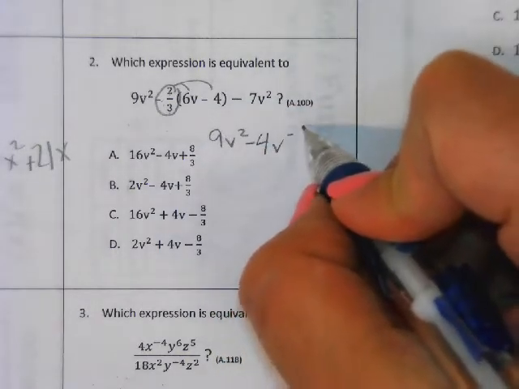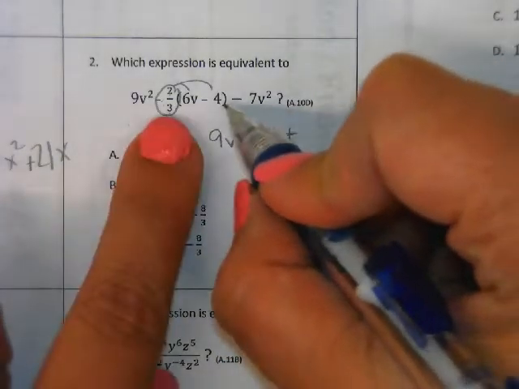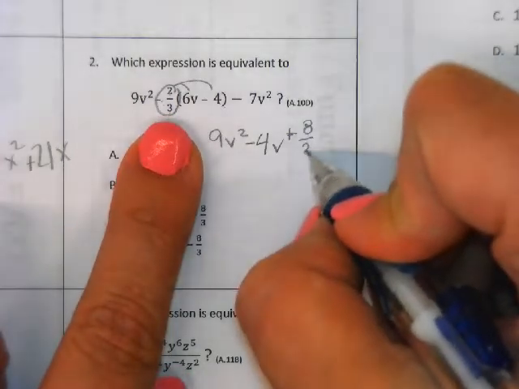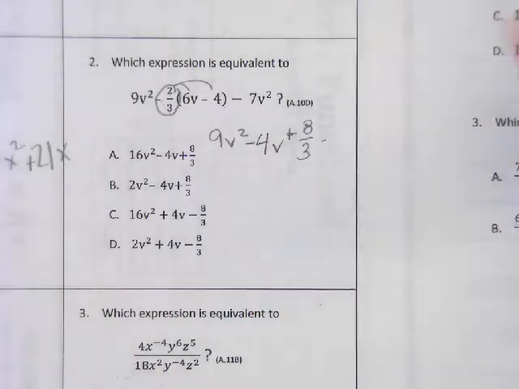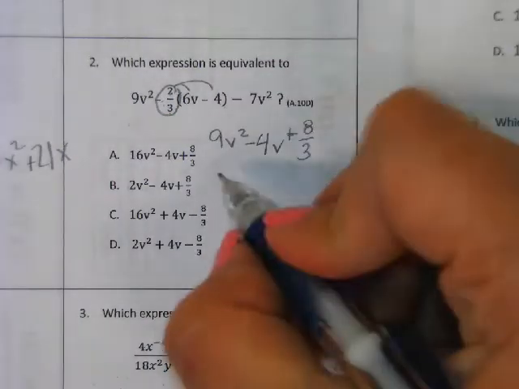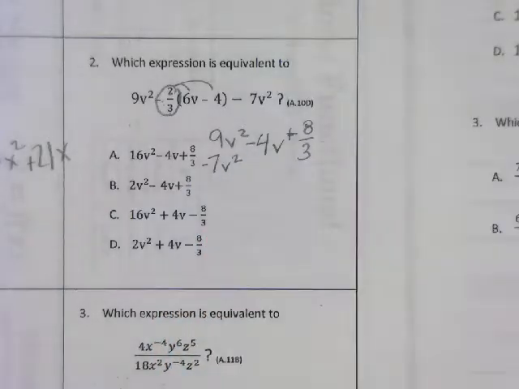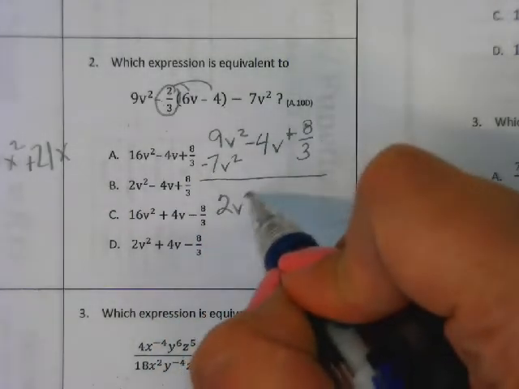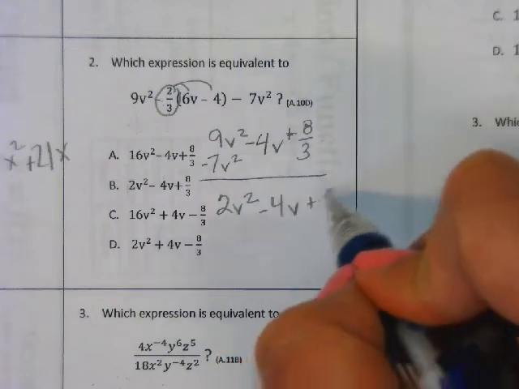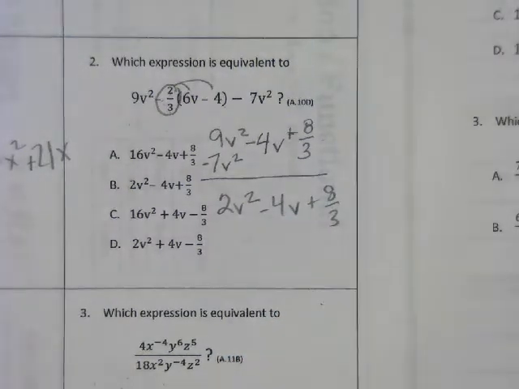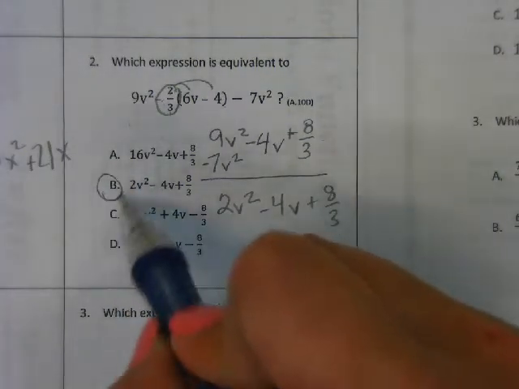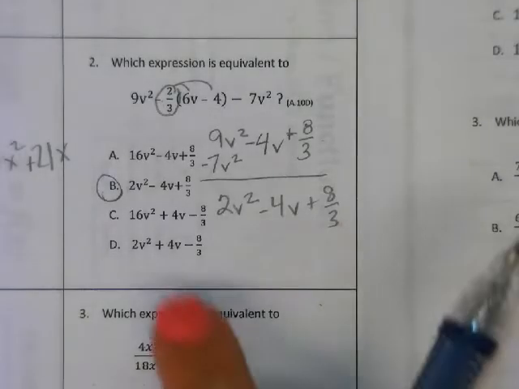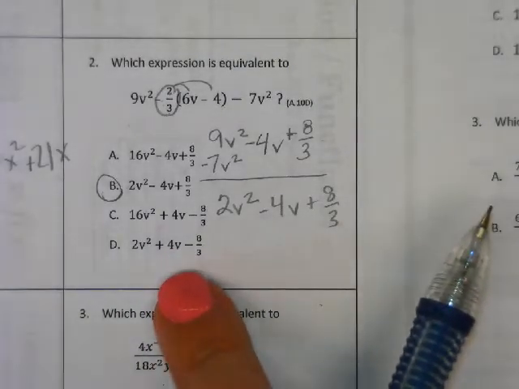This is kind of ugly. This is going to be a positive. A negative times a positive is a positive 8/3. And we still have this minus v squared. I'm actually going to move my minus v squared here because it goes with that. So I get 2v squared minus 4v plus 8/3. So be very careful here with your signs. If your signs are not right, you're going to mess up, but you should get B.